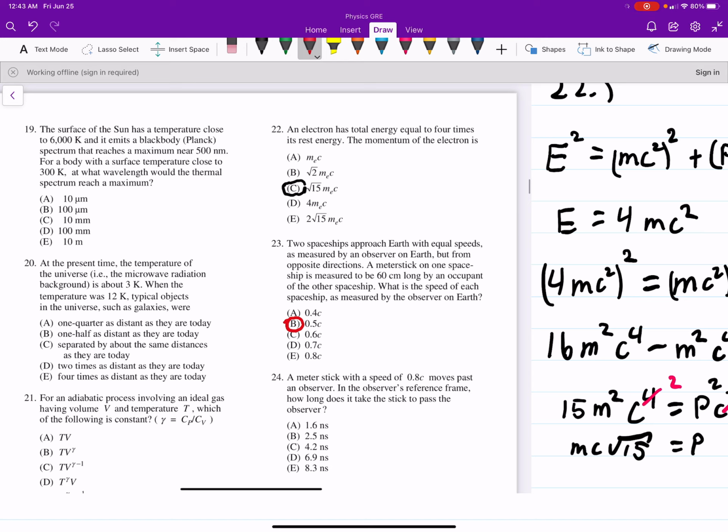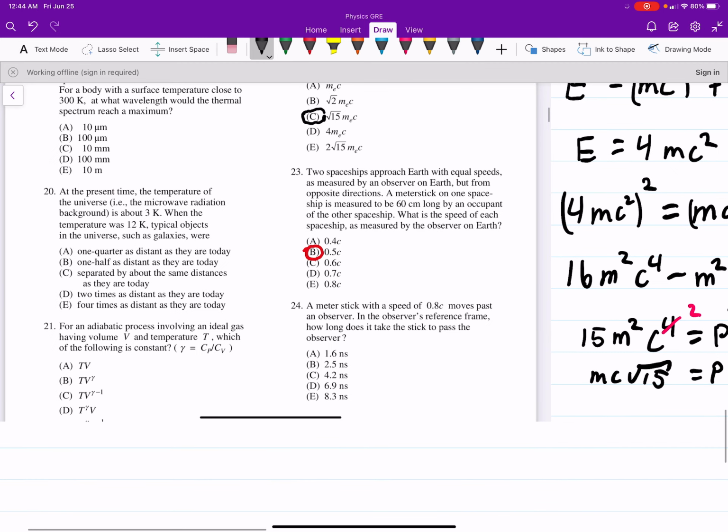All right, so as for the next one, 24. A meter stick with a speed of 0.8c moves past an observer in the observer's reference frame. How long does it take for the stick to pass? So we can do L equals L naught times the square root of 1 minus V squared over C squared. We know what L naught is. That's just 1, because it's a meter stick, and a meter stick is 1 meter long.